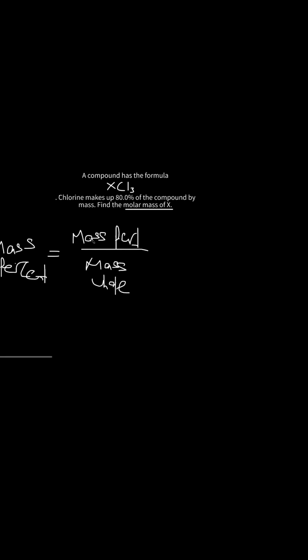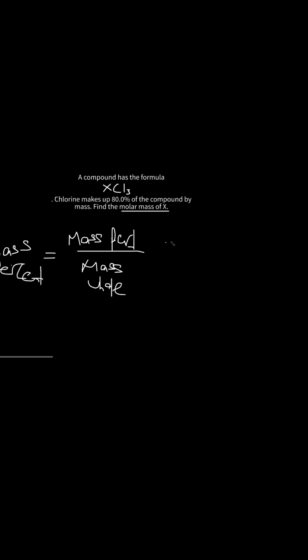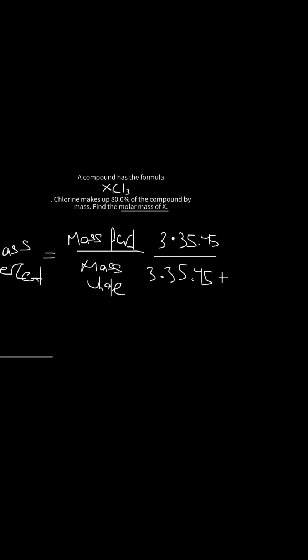Now, what is the mass of the chlorines in my compound? Well, I know chlorine has a molar mass of around 35.45. And because there's 3 chlorines, I will multiply that value by 3. And I'm going to divide this by the mass of this entire thing. Now, the mass of this entire thing is comprised of the mass of the chlorines, which we know is 3 multiplied by 35.45. And I know that it's also comprised of the mass of whatever my mysterious element is.